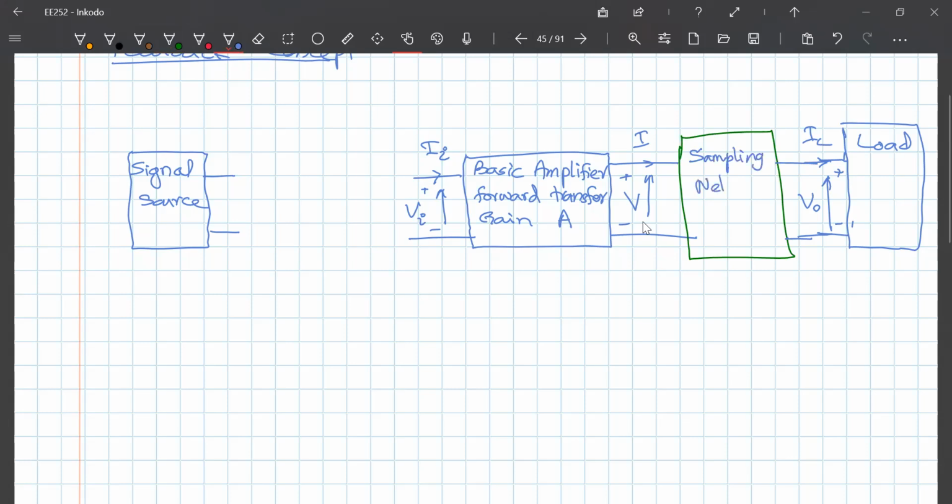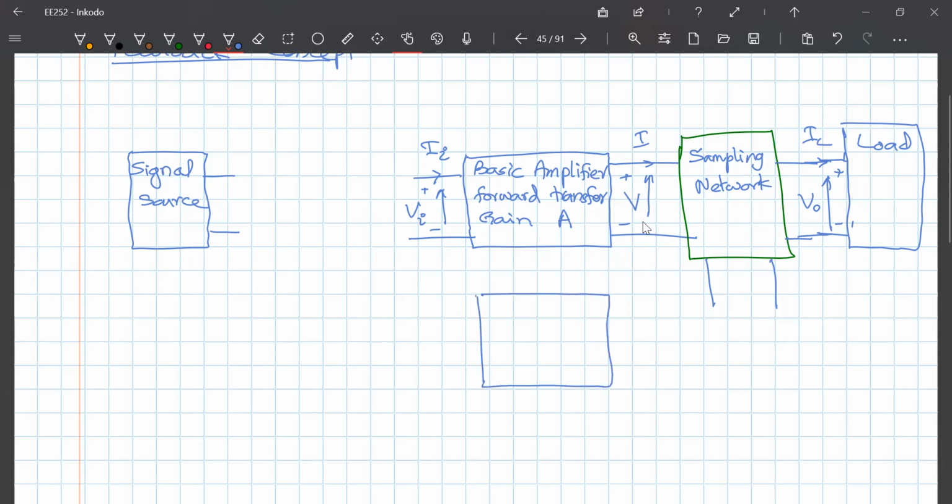Sampling network. What it does is it gives out part of the output. Now, if you define the output as a current, the output will be a current. If you define it as the voltage, output is voltage, you will take a voltage, right? And then what you do is you basically take part of that output.